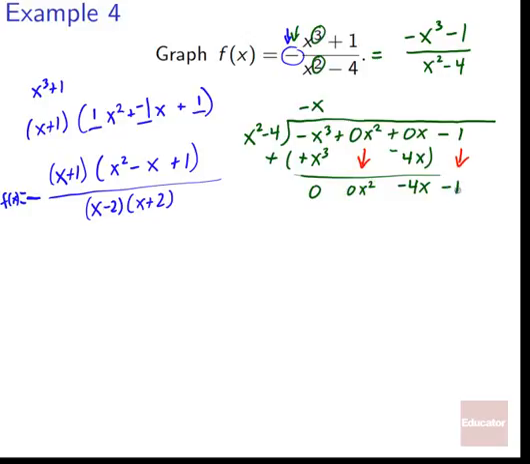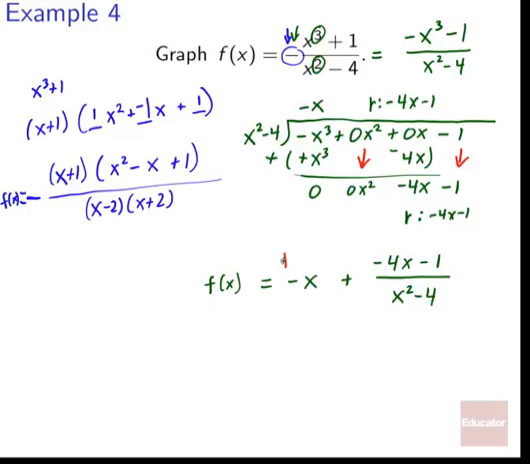So we've got a remainder of negative 4x minus 1, and what came out was negative x. So what we've got is that f of x can also be written in the form negative x plus its remainder of negative 4x minus 1 divided by x squared minus 4. Great, so now we've been able to figure out what the slant asymptote is. The slant asymptote is this negative x right here.